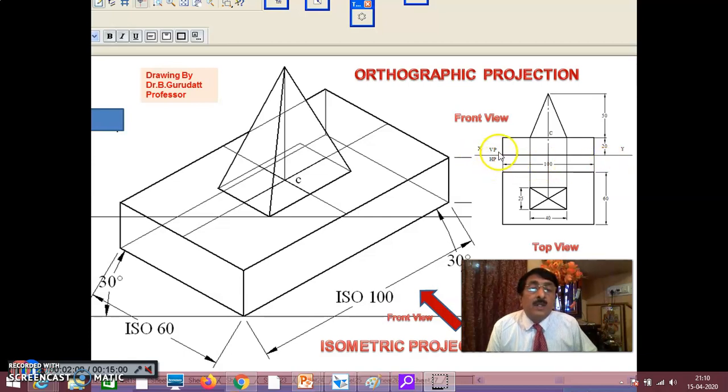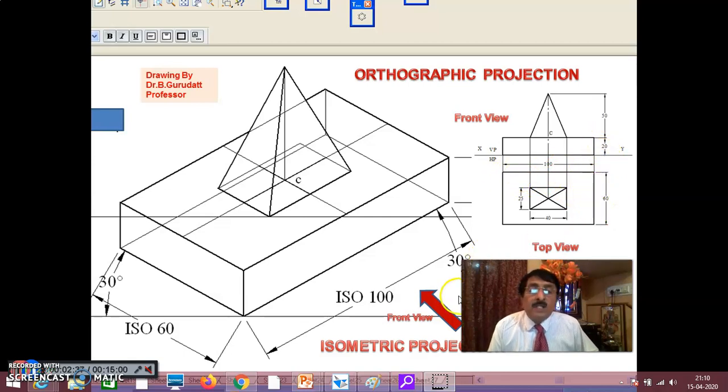First you draw the XY line, VP, HP. On VP, the front view 100 by 20 of the base object you draw. Then take the projectors down. When you take the projectors down, anyway it is 100. This is 60. This 60 you complete. Once you complete 100 by 60, it is clear that looking at height 20 and top view 100 by 60, it is a rectangular prism 100 into 60, height 20.